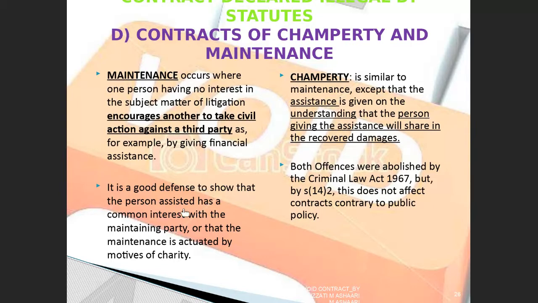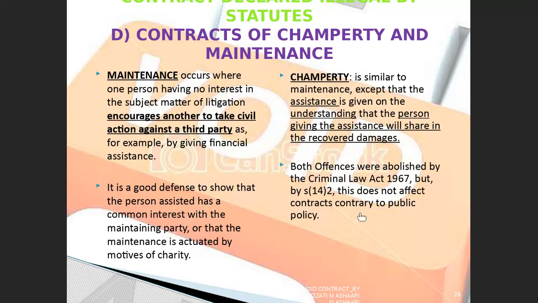It is a good defense to show that the person assisted has a common interest with the maintaining party. It means maybe there is a jealousy issue, or an intention issue between the parties, or the maintenance is actuated by the motive of charity. Okay, look at champerty. It is similar to maintenance in that the assistance is given on the understanding that the person giving the assistance will share the recovered damages. In maintenance, A, that is one person, is giving the financial assistance. But for champerty, you can see at the end, the purpose of bringing up this litigation is to recover the damages.